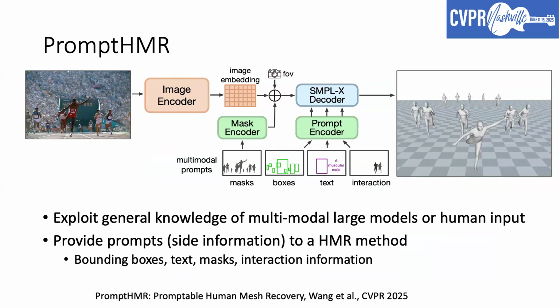Field of view of the camera, and then some decoder. But what we're going to add is tokens that encode information about these bounding boxes, some text information, whether people are interacting, and then we can also take in masks. And what we're going to estimate then is people in world coordinate system.